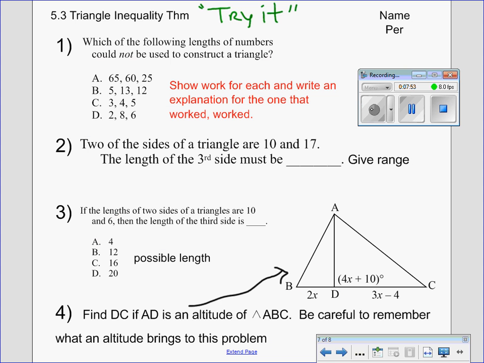Very good. All right, there's your try it problems. Make sure you put your title at the top, set up your paper properly, and bring this next class.